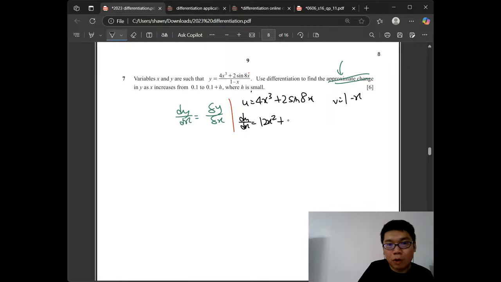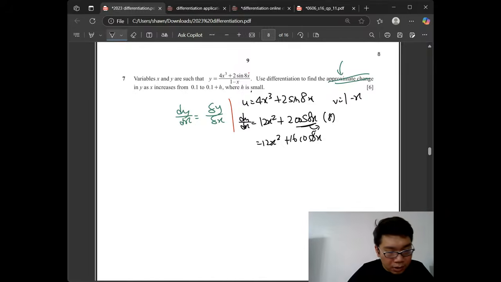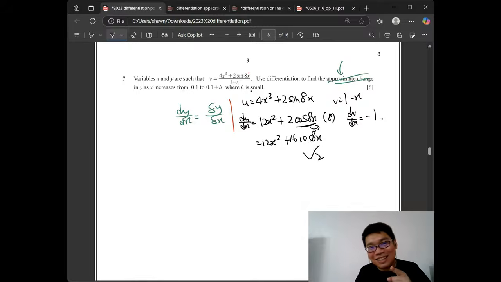Sine will become cos, baby copy. Differentiate baby is 8. So at last it is 12x squared plus 16 cos 8x. If this is correct, you gain 2 marks already. Then minus 1. Be extra careful: 1 minus x, dv dx is -1, not 1. Be extra careful on this.